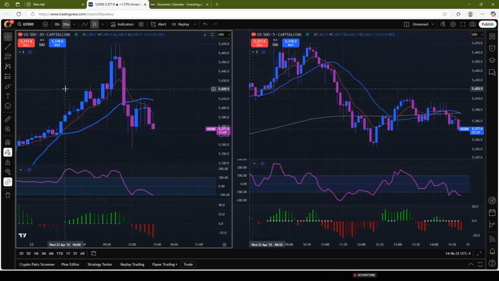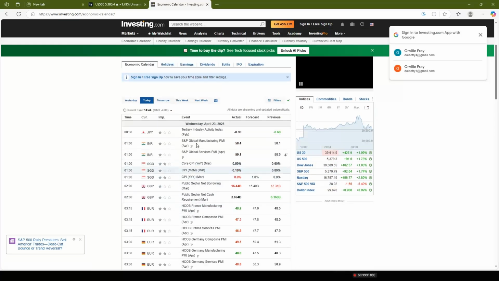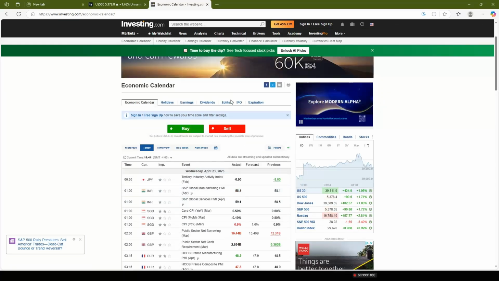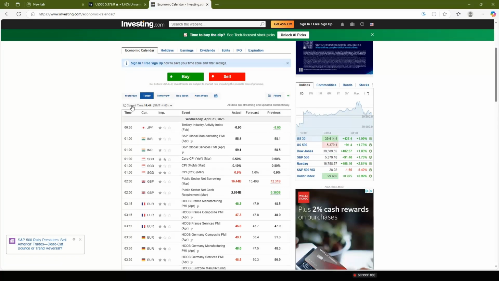All right, so the first thing, usually before I enter a trade, I want to see a few things, right? First of all, I'll go to my economic calendar. Now, this could be on any website, right? Right now, I'm looking on TradingView and investing.com for the economic calendar. Now, it is free, doesn't cost you anything.